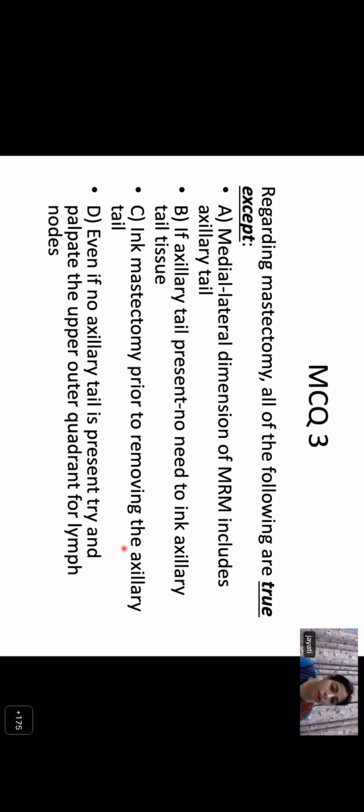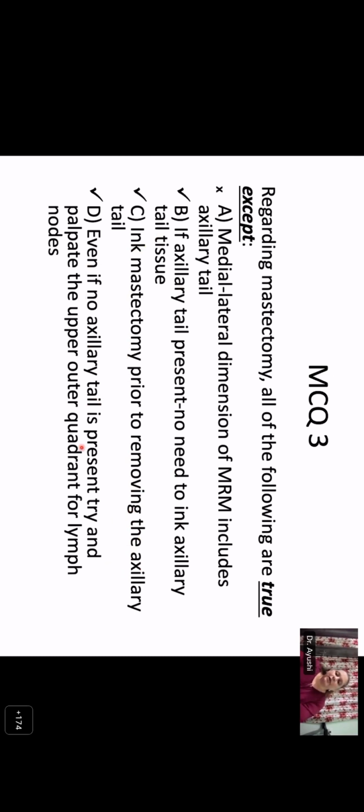So most of the students thought it is option A, but there were a few C and D as well. Okay, so in this, yes, option A is correct. If you have seen the pictures properly, I did show that the axillary tail is present. There is no need to ink the axillary tissue. We have to ink the mastectomy prior to removing the axillary tail so that the base can be properly inked, because that is a fascia that can be more easily identified. And even if no axillary tail is present, we should try to palpate.